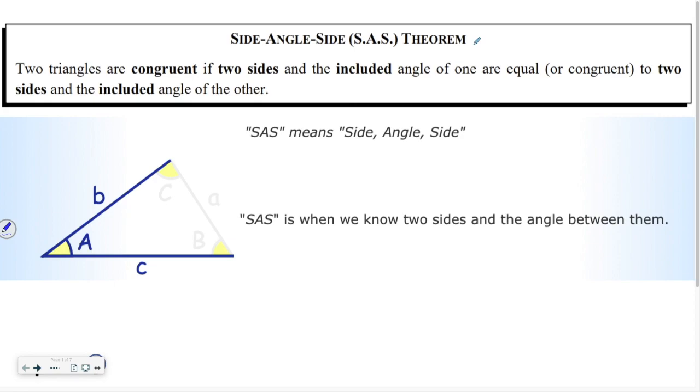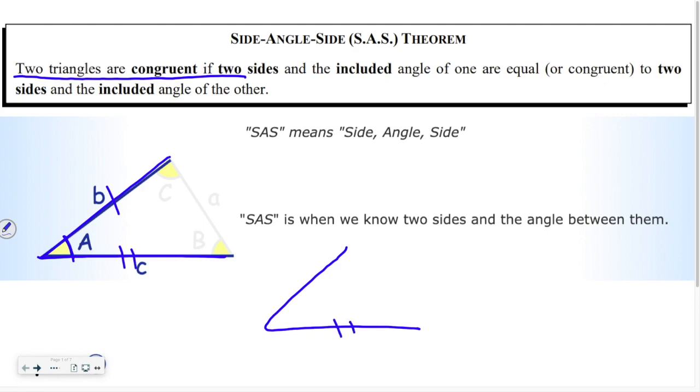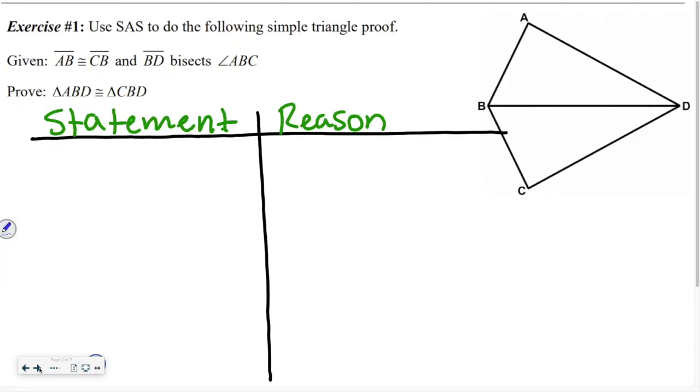And all it says is that two triangles are congruent if you have two corresponding sides and an angle in between being congruent. Okay, so I would need another triangle that has this side and that side congruent, but also the angle in between. Then I can say that these two triangles are congruent. Let's look at an example.